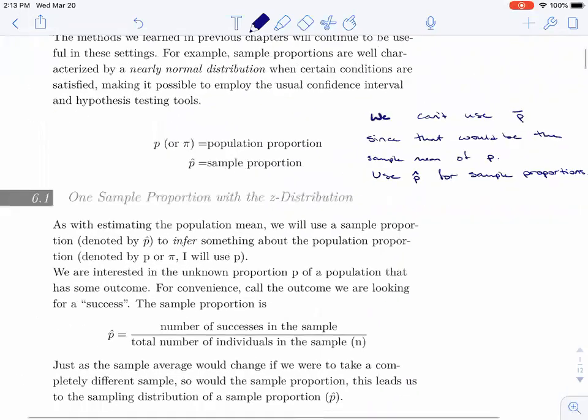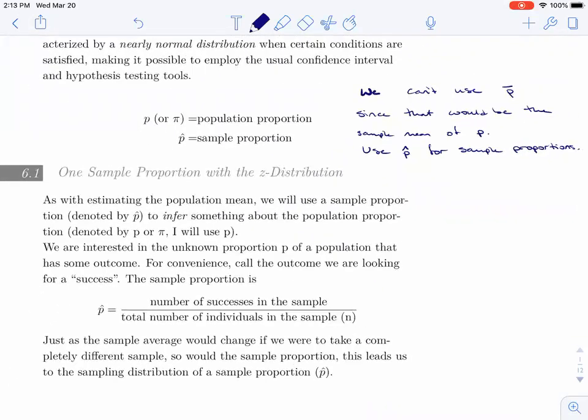What's kind of cool, there I said it, it's cool, is that even though we're talking about categorical data, so we've got these counts and categories and some proportion in each category, a sample proportion, as long as some conditions are satisfied, will also follow a normal distribution, which is kind of weird, right? And so that's why I'm going to put more emphasis on checking the assumptions for proportions than I ever did for means.